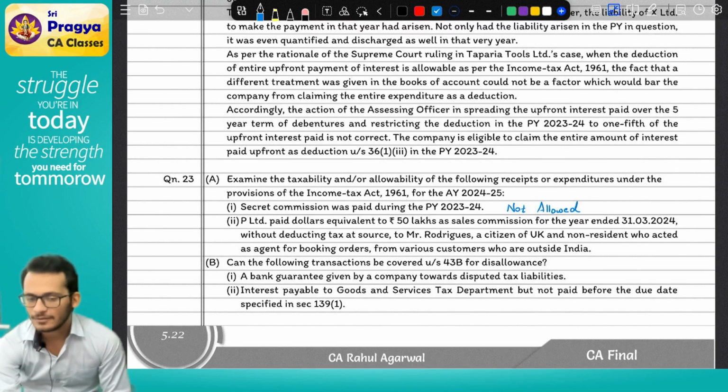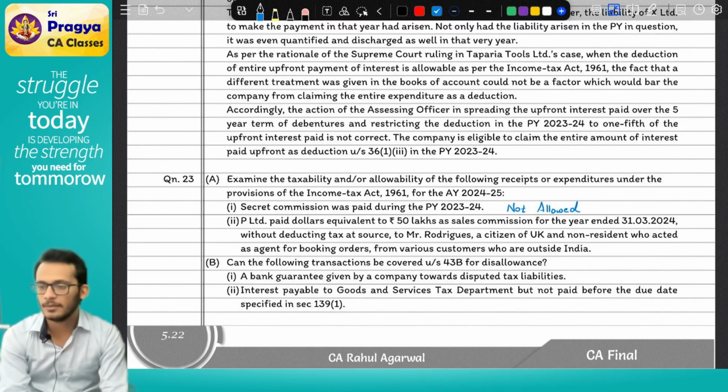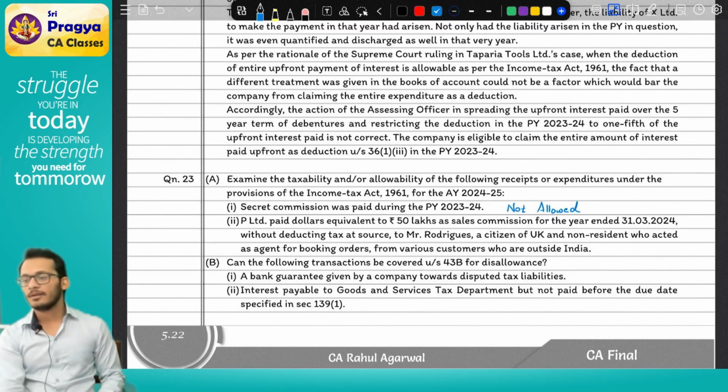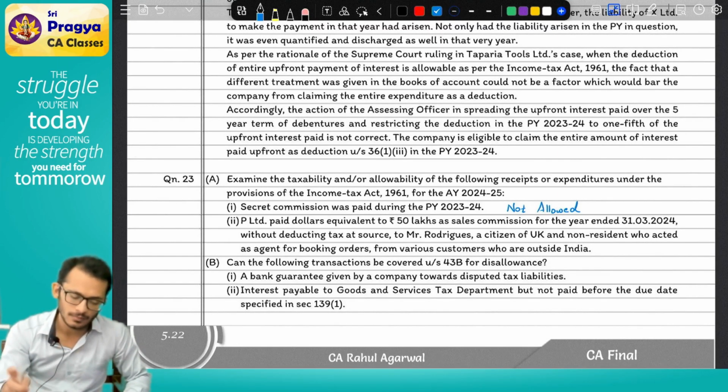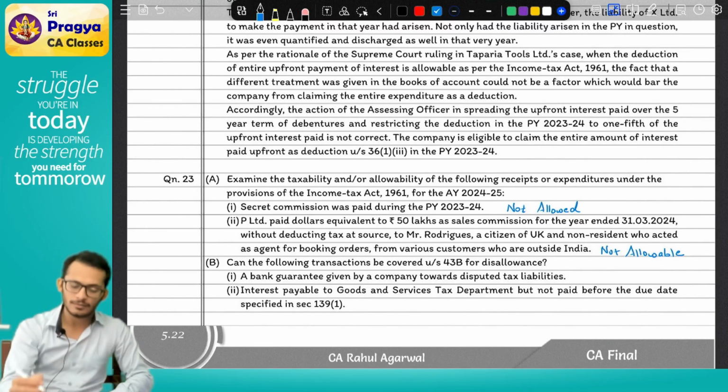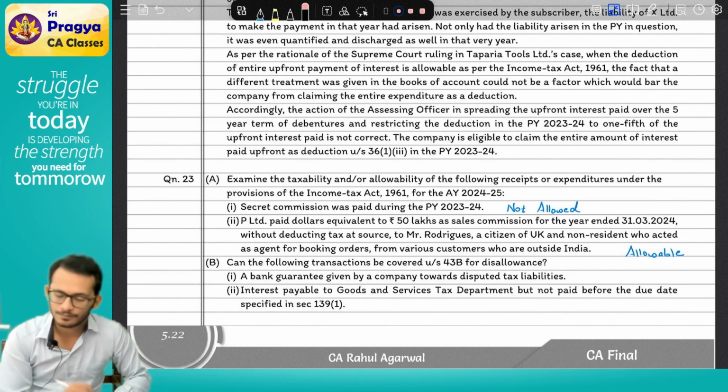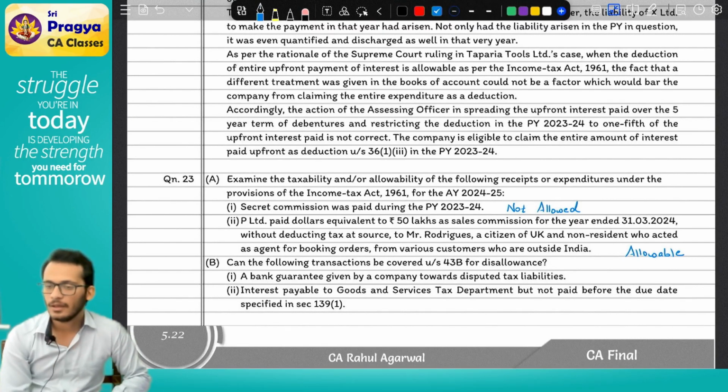If sale commission was anyway not taxable in India, are you liable to deduct TDS? Not liable to deduct TDS. If I am not liable, will I disallow something? I will not disallow. Rahul, how would I know this in the exam? When we do the TDS chapter, you will understand. Don't worry about it right now. This is allowed.